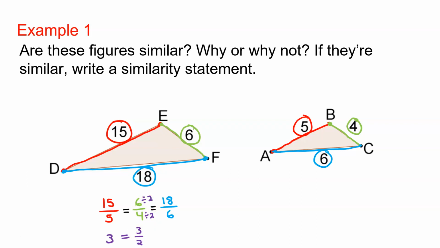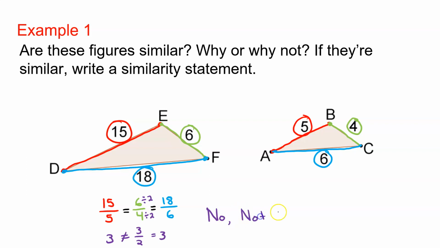So far, take a look. I have 3 equals 3 over 2. That is a false statement. That is not true. Even if I simplify the last one here, what is 18 divided by 6? That one actually also divides very nicely. 18 divided by 6 gives us 3. All right, so I do have 3 and 3, which was great, but that middle fraction, 6 over 4, is not the same as the others. So we're going to say no. Nope. These are not similar.